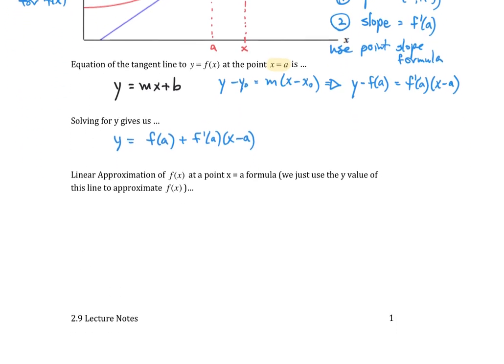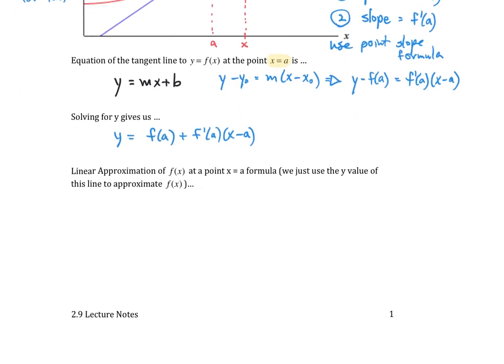Okay, so now we can write our linear approximation formula. Instead of calling it y, we call it L of x. That's just going to be f of a plus f prime of a times x minus a. So I'm going to highlight this because this is our big formula.